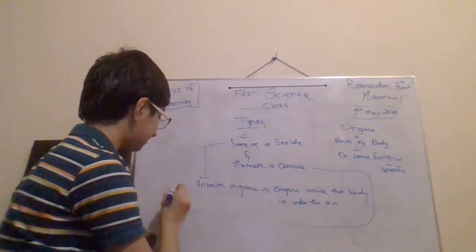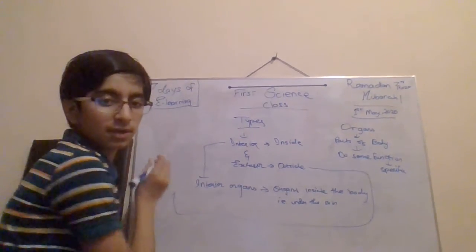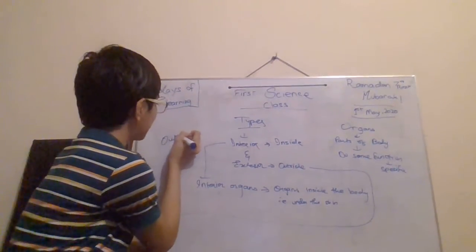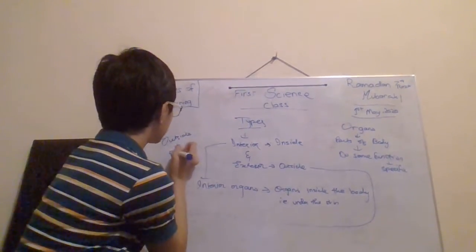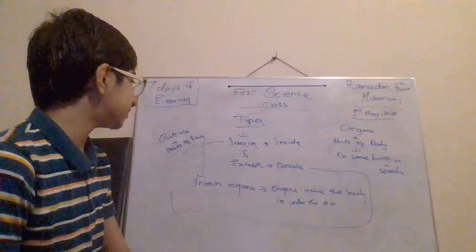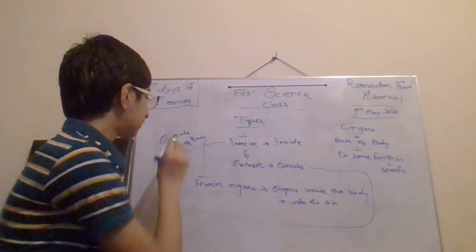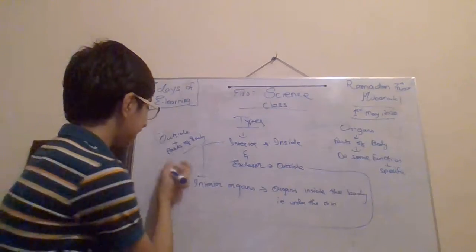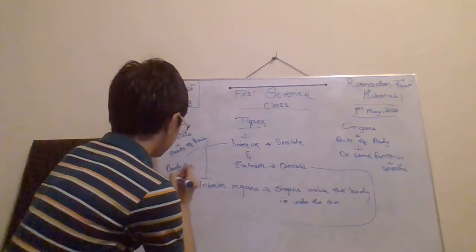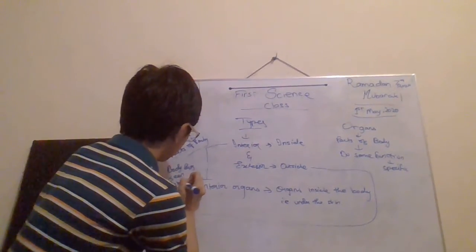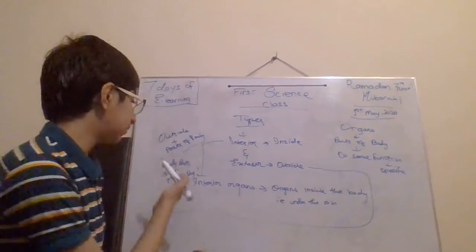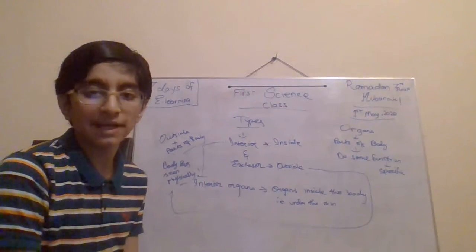Now, exterior organs. Exterior means outside, and organs are parts of the body. So this can be correlated to parts of the body which are on the outside, which means body parts seen physically. You may be thinking what that means, body parts seen physically.